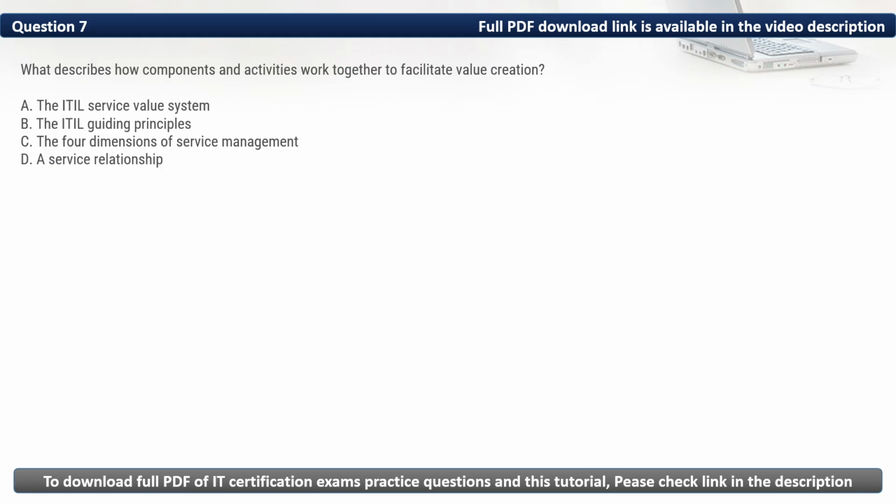Question 7. What describes how components and activities work together to facilitate value creation?